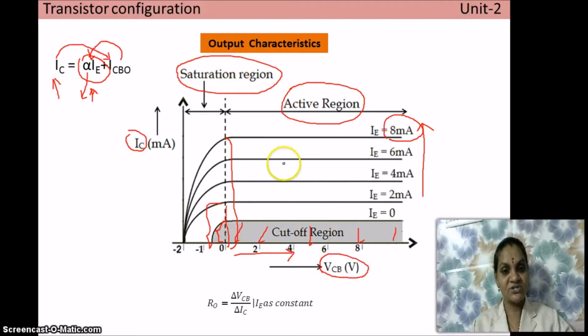In addition, if you want to get an output resistance, which is nothing but the change in the output voltage by the change in output current at a constant input current. So this is the output resistance of a common base. In common base, input resistance will be very less, which is of the order of 100 ohms, and output resistance will be very high, in terms of kilo ohms. So keep this in mind. So this is the input, and I hope you understand the input and output configurations, characteristics of common base configuration.